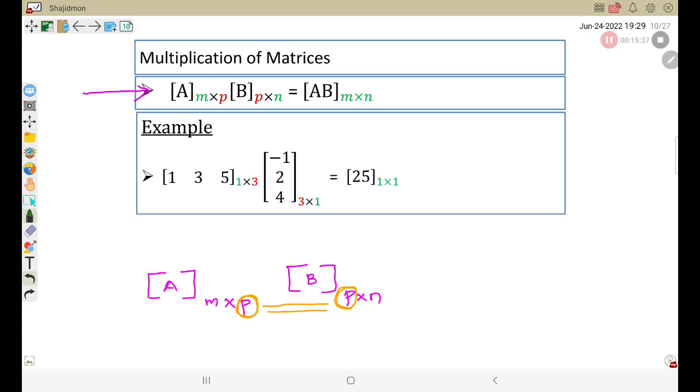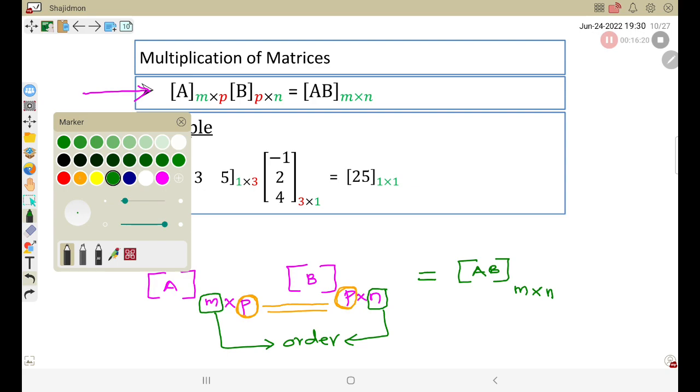Now, if those two are the same, the answer matrix, that means when we are multiplying the AB matrix, this AB matrix order should be the first number here and the last number here. Okay, this should be the order of the AB matrix. That means it should be an M by N matrix. Okay, I will tell you how to multiply that one. But before that we need to check this: A matrix and B matrix, can we multiply or not? Then only we can multiply two matrices. So the AB matrix has order M by N.